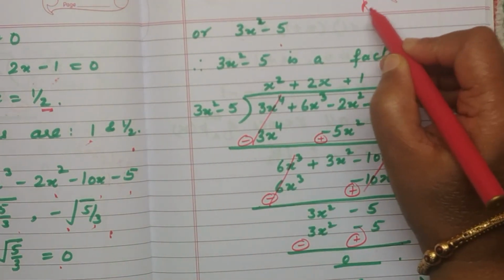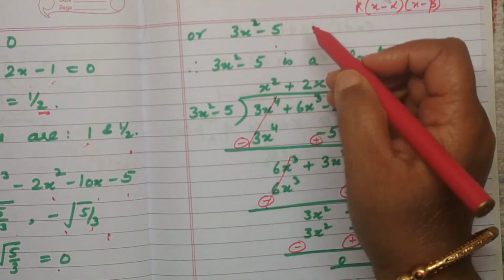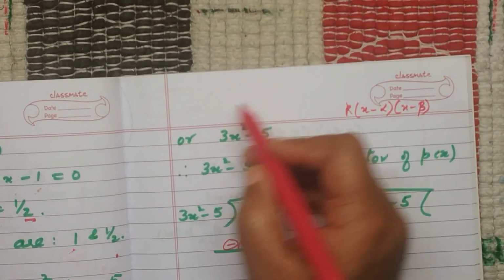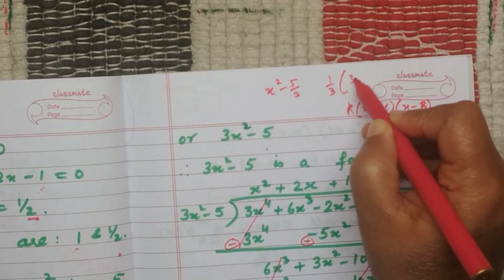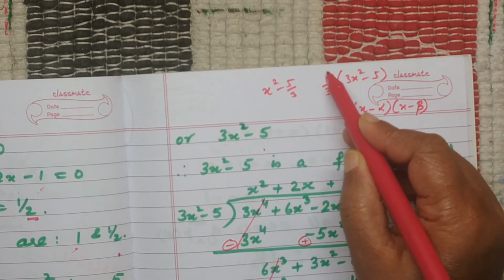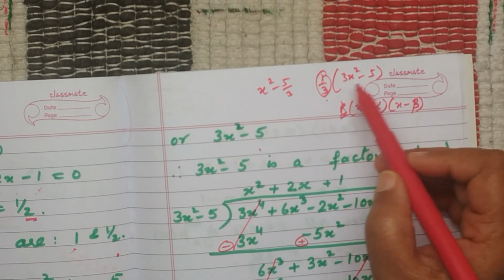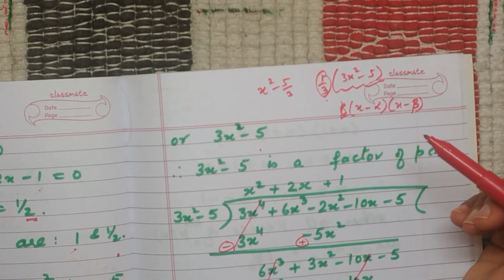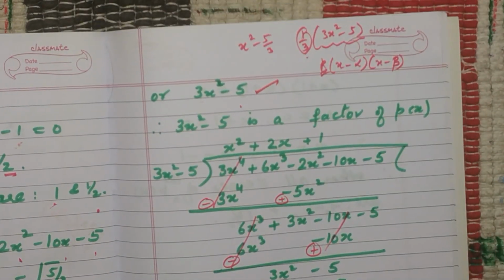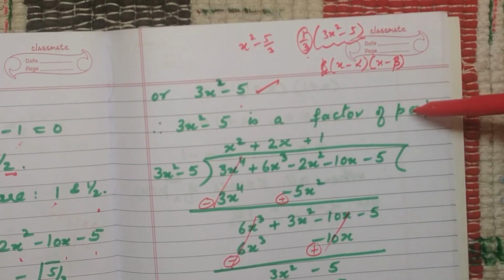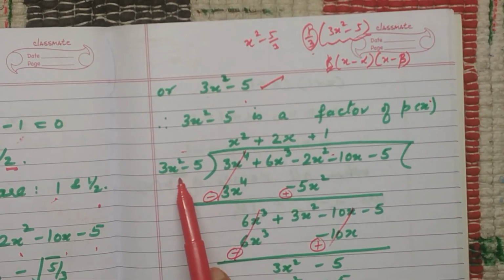Because you remember, it is k times (x minus alpha) into (x minus beta). What we have done is taken x square minus 5 by 3, and taken the LCM 1 by 3 outside, leaving 3x square minus 5. So 1 by 3 is taken care of, this is gone. The zeros will be obtained from 3x square minus 5, no problems. So 3x square minus 5 is the factor. Now 3x square minus 5 is a factor of p(x), so let us divide the given polynomial by 3x square minus 5.